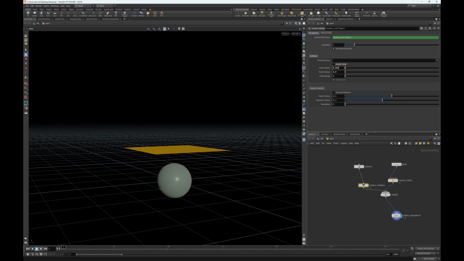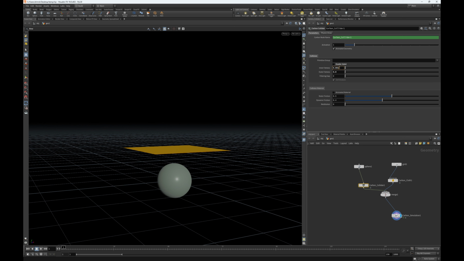Just an important fact about this inner fatness. You can't make the inner fatness greater than half the width of your collider anywhere the cloth is going to touch. And so this is a problem, for example, if you have fingers that are very thin. If you make your inner fatness bigger than half the thickness of your finger, then the cloth can't collide effectively because it doesn't know what is in and what is out.